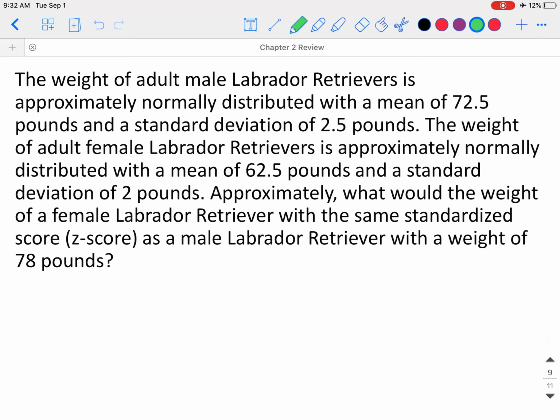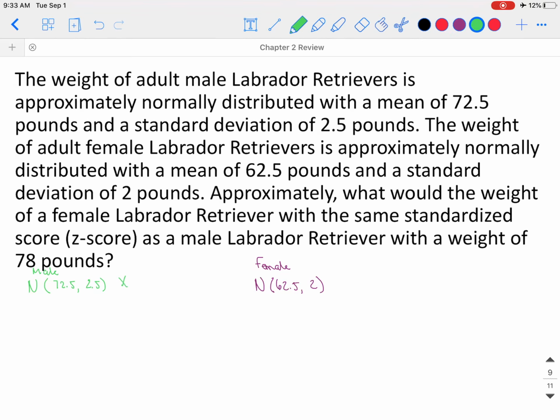The weight of a male Labrador Retriever is approximately normal, with a mean weight of 72.5 pounds and a standard deviation of 2.5 pounds. For a female Labrador Retriever, the weights are approximately normal, with a mean of 62.5 and a standard deviation of 2 pounds. Approximately what would be the weight of a female Labrador Retriever with the same standardized score as a male Labrador Retriever who weighs 78 pounds?